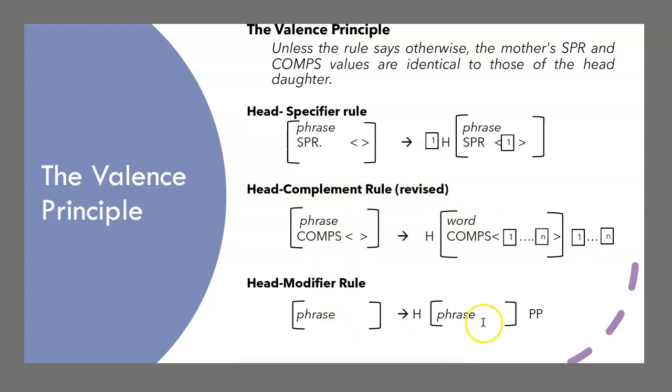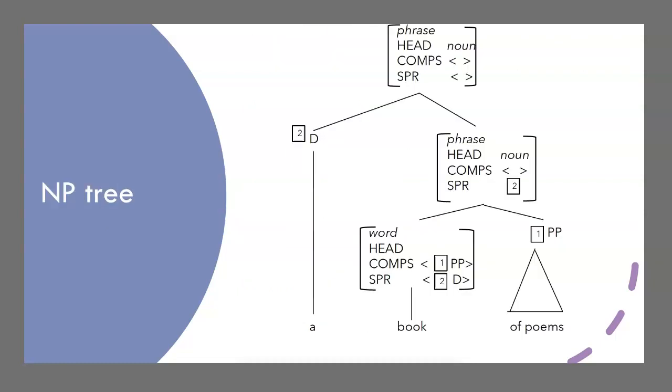And look at the modifier rules. We don't need to specify anything. The specifier value and comps value, again in head modifier rules, do not change. So we don't need to specify. We'll just say a phrase which has a head and there's a PP which modifies it. It can be any modifier. We are using a PP here. Okay. Let's see how these principles work in the form of a tree. Let's take a noun phrase, a book of poems.